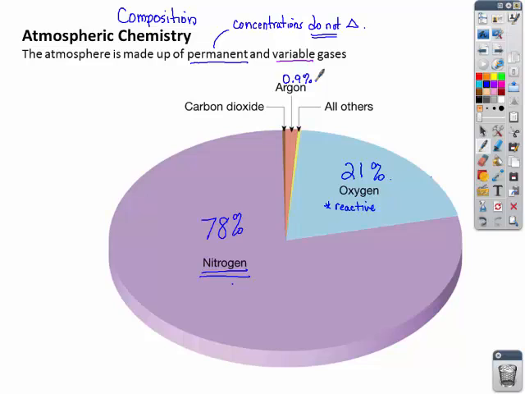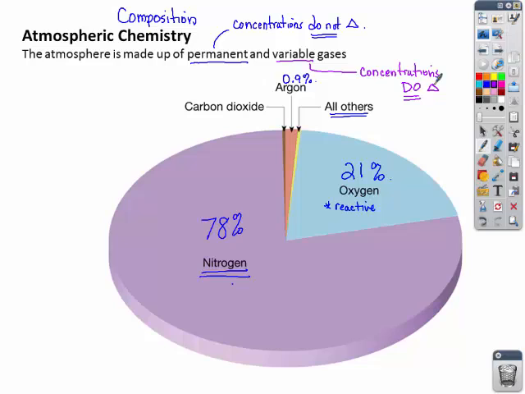Those concentrations do not change. One point I will make is that over geologic time, those concentrations do change. If you're thinking about your geologic timeline, the amount of oxygen fluctuated on Earth, with causes and effects of that. However, for all intents and purposes, let's consider nitrogen, oxygen, and argon permanent gases. All the others are variable gases. The concentrations do change.